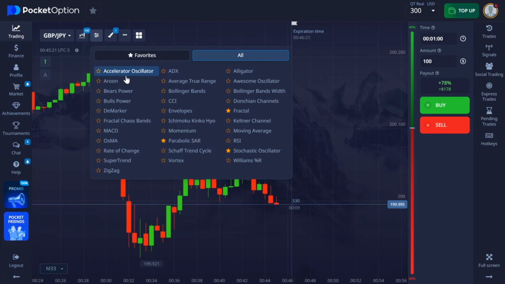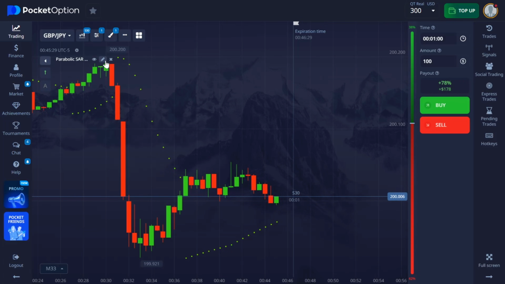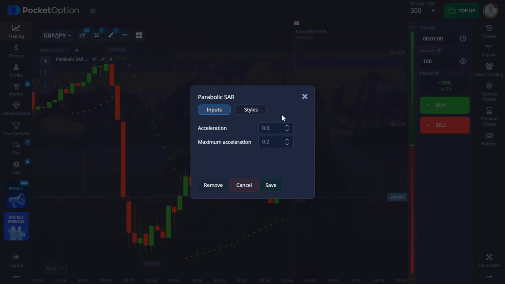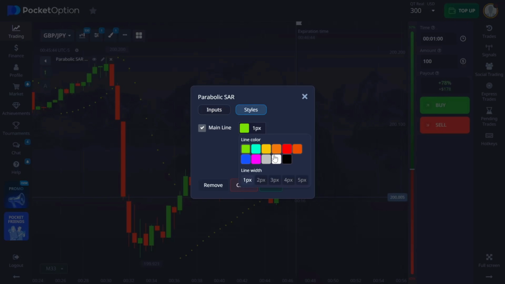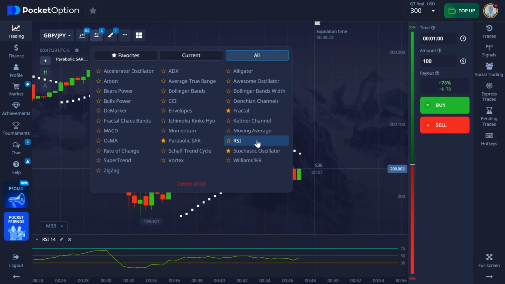The first indicator is gonna be parabolic SAR. I'm going to set this to 4 and this one to 3. Okay, then I'm going to change the style to white. Okay, I'm going to do 2 pixel also. Yeah, it's saved.